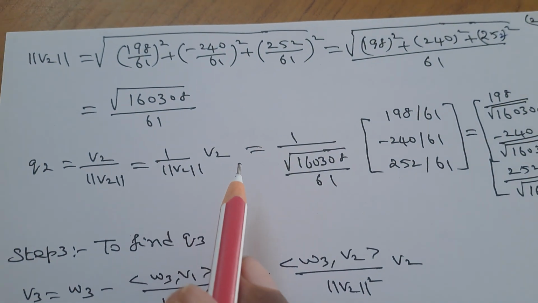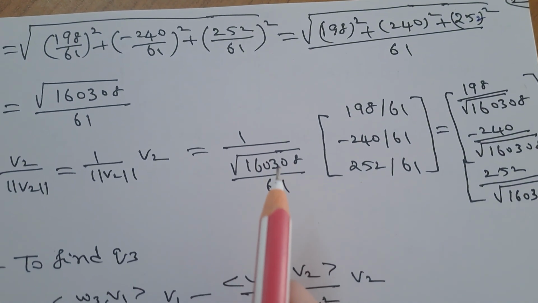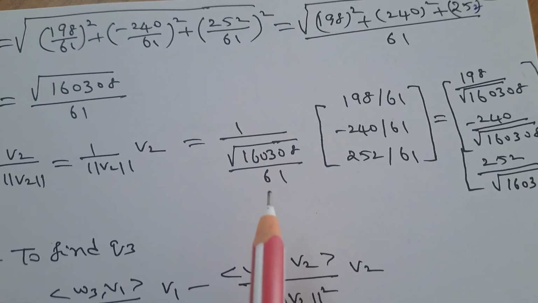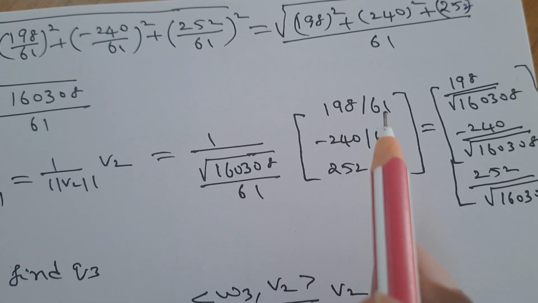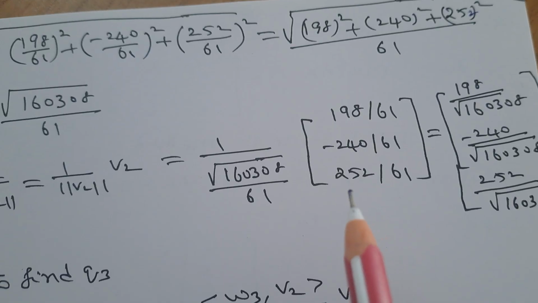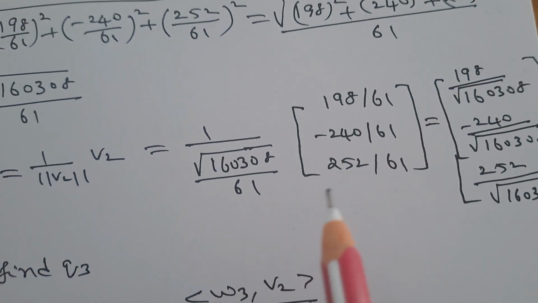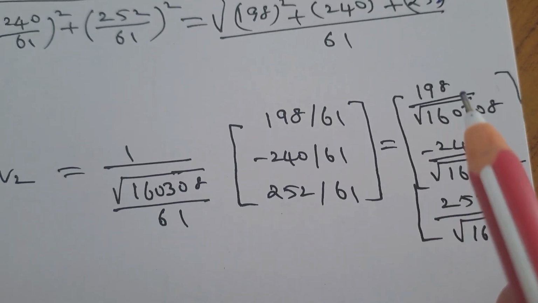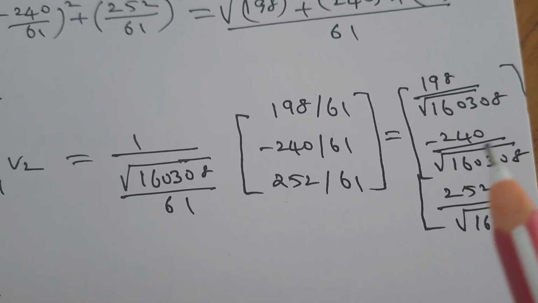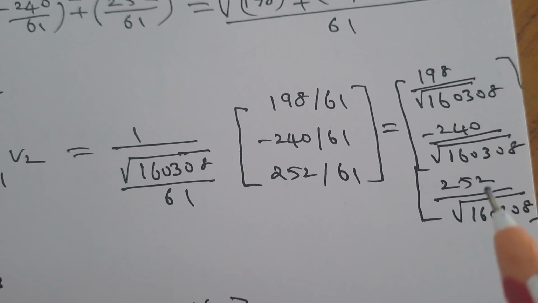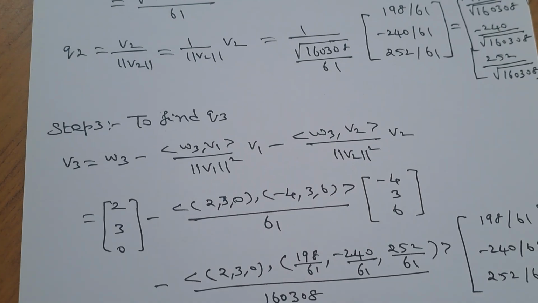So Q2 is equal to V2 by the norm of V2, that is 1 by the norm of V2 into V2, which is 1 by the square root of 160,308 by 61 into (198 by 61, -240 by 61, 252 by 61). Look here, the 61 cancels. After cancelling, you get (198 by root 160,308, -240 by root 160,308, 252 by root 160,308).